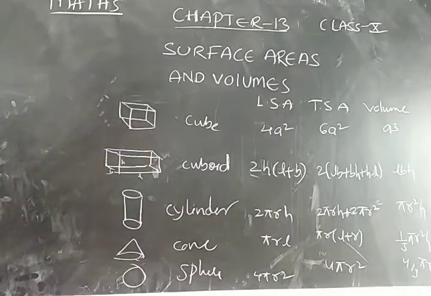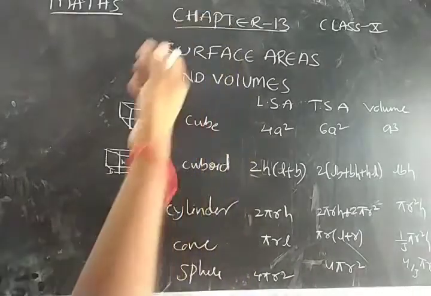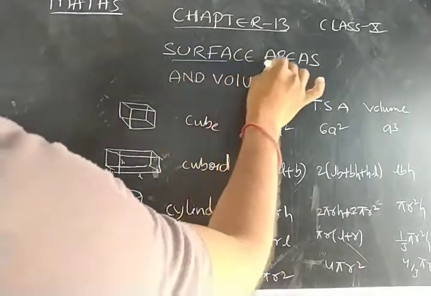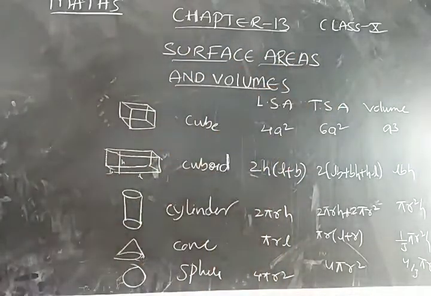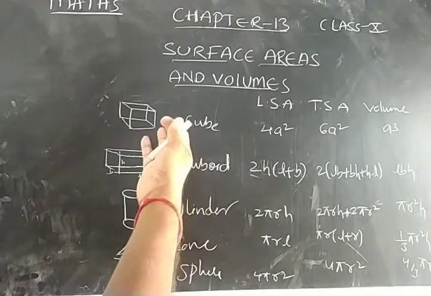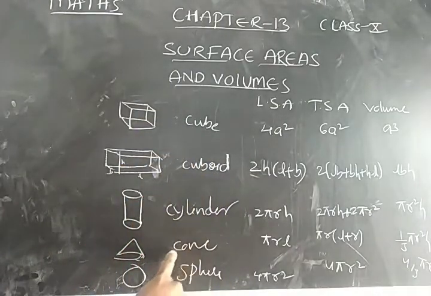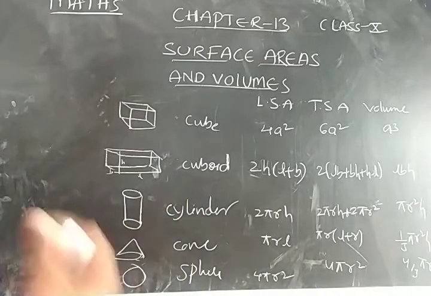Good morning students. Today I am going to start chapter 13, a new chapter, surface areas and volumes. We already studied surface area and volumes in 9th standard. We have some solid figures: cube, cuboid, cylinder, cone, sphere and hemisphere, which we also studied in the 9th standard.